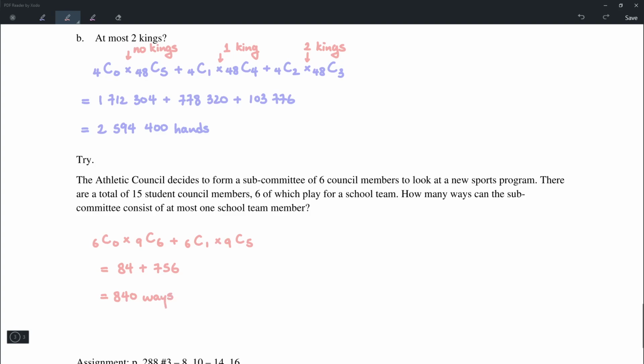Right, so today was a quick overview of permutations and combinations and the kind of questions that we can be asked or look at.